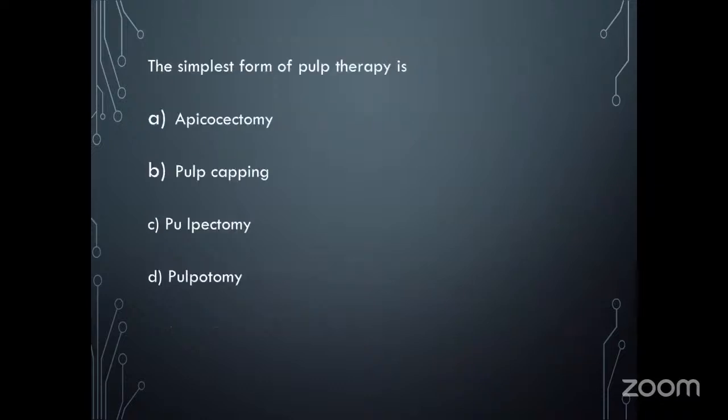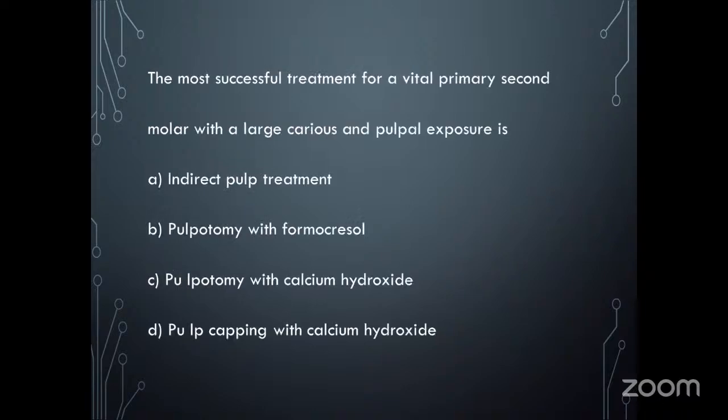The second question: the simplest form of pulp therapy. We know that it is pulp capping, mainly indirect pulp capping, where the pulp is not exposed. Next question: the most successful treatment for a vital primary second molar with a large carious pulpal exposure. Since it is a very large lesion, the answer is pulpotomy with formocresol. Since it is exposed, why not pulpotomy or pulp capping with calcium hydroxide? Because in a primary tooth we never do pulp capping with calcium hydroxide. Please keep in mind, it can lead to internal resorption.